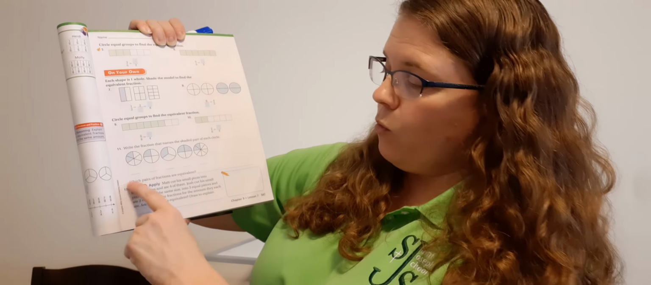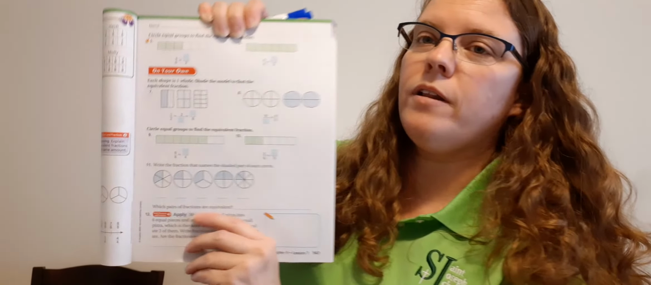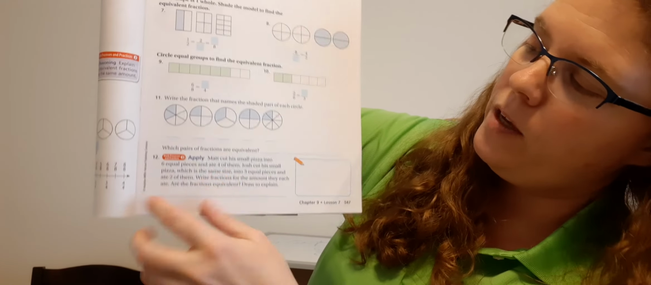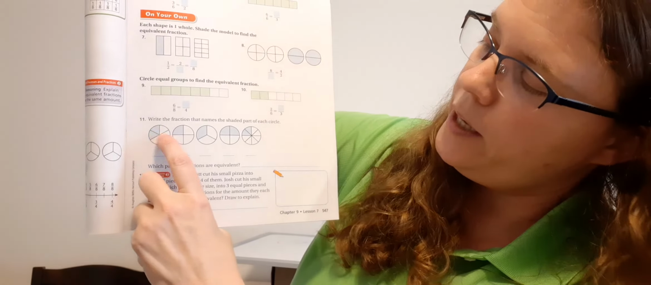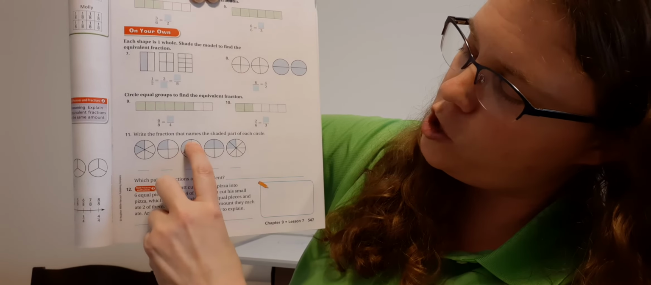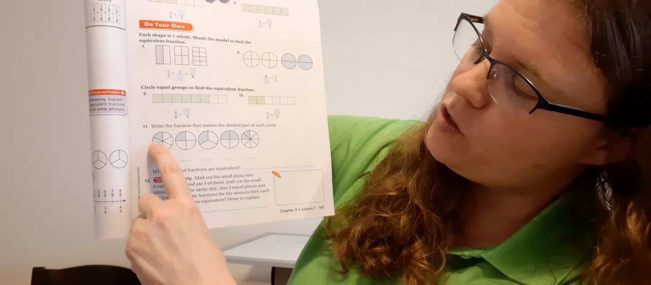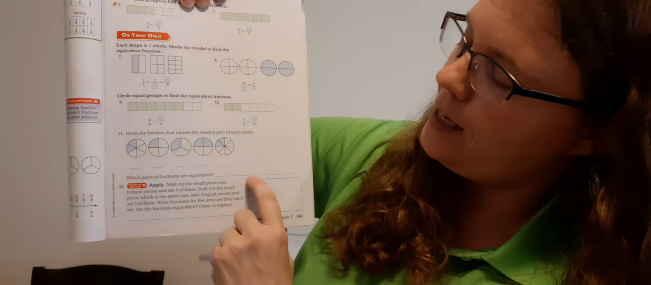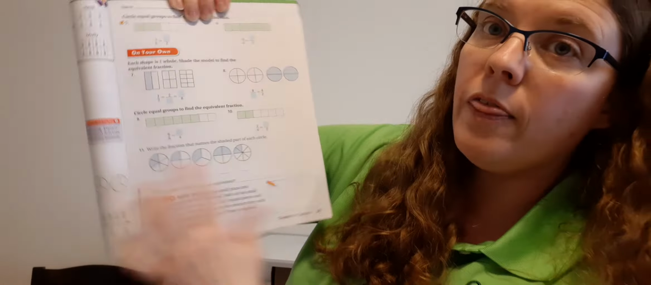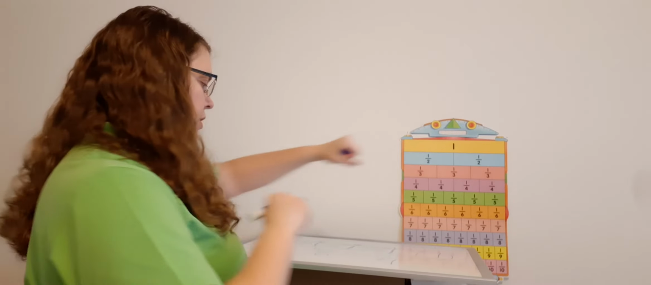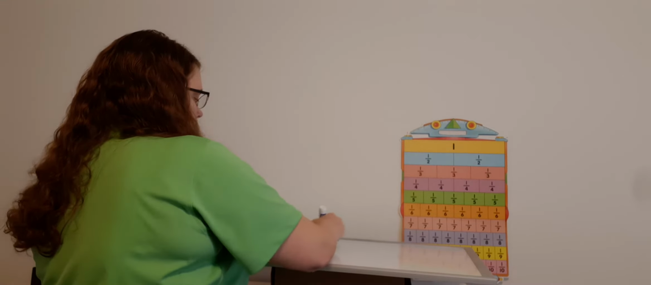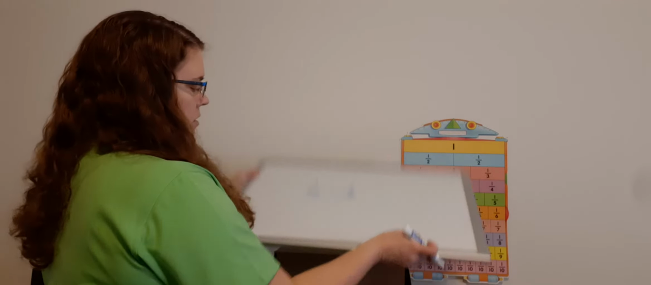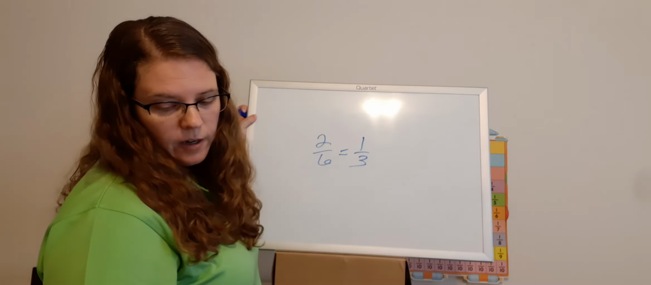Okay. Now, which pairs of fractions are equivalent? So which ones are the same? So look at this piece here. Is this the same as that? Nope. Is this piece that's shaded the same as this shaded piece? Yeah. So 2/6 equals 1/3. So you should have that on your board. 2/6 equals 1/3. Okay, so that should be on your paper there.